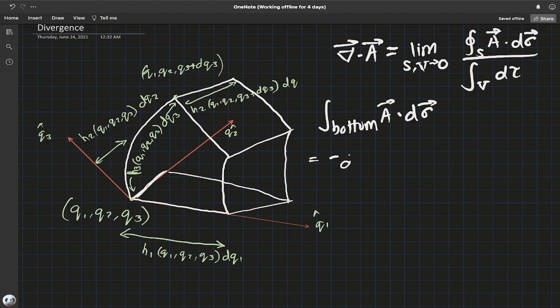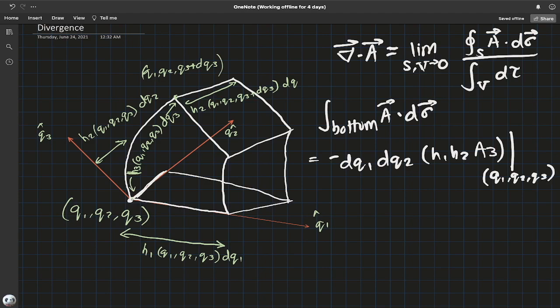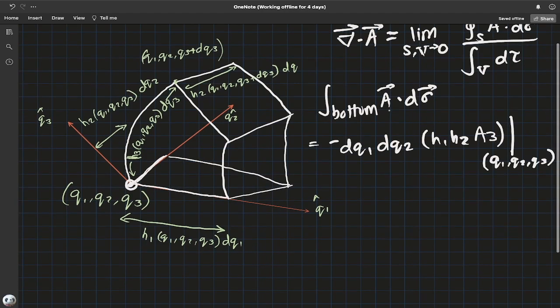So dq1, dq2, h1, h2, A3, but this entire quantity that I'm bracketing, you evaluate that at q1, q2, q3, because that was your reference point here, just this guy. And again, A3 evaluated too, because a vector field is a vector field, so each component is a function, so you need to take into account that dependence there.